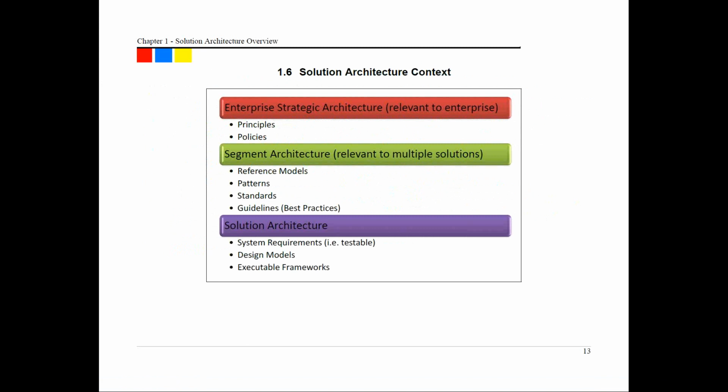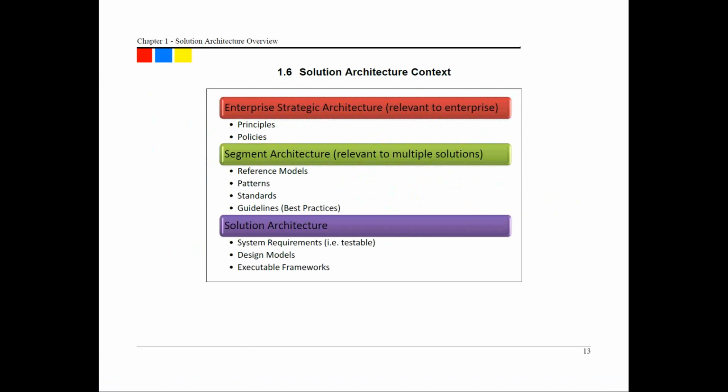So solution architecture fits in kind of in between enterprise strategic architecture and segment architecture. We focus on system requirements, so they have to be testable, design models, and executable frameworks. Segment architecture is often a little more concerned with things like reference models and patterns and standards.